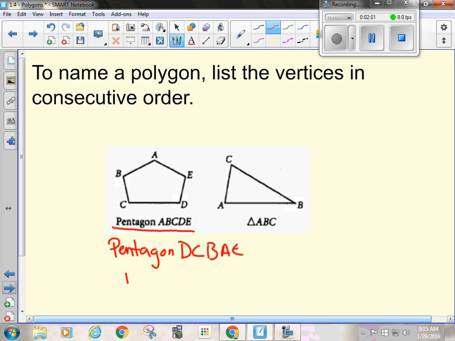We would not want to call it pentagon C, E, A, B, D, because you see that those are not in order, so we don't want it to be like that. So usually triangles, same thing. They put the little triangle symbol out in front of it instead of naming it with the pentagon.